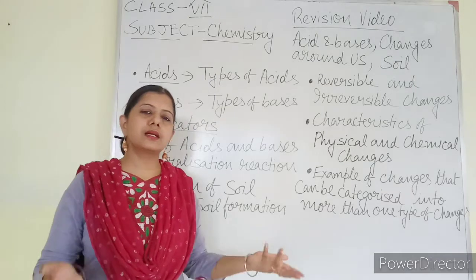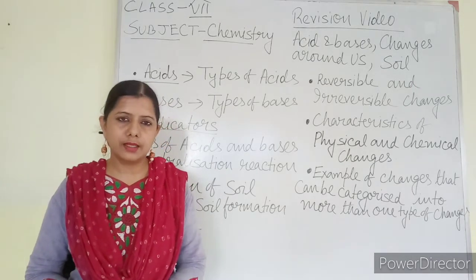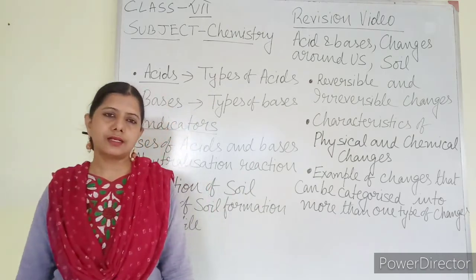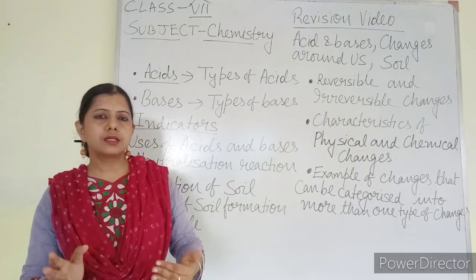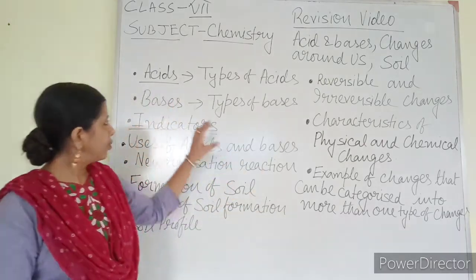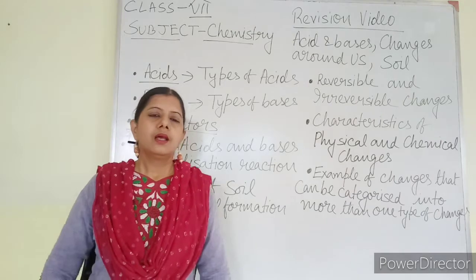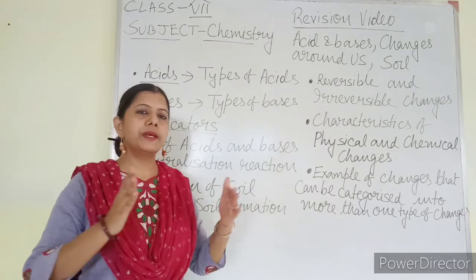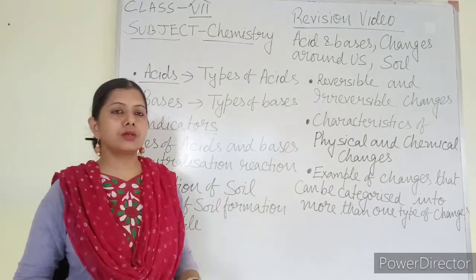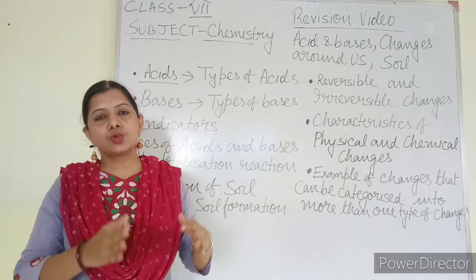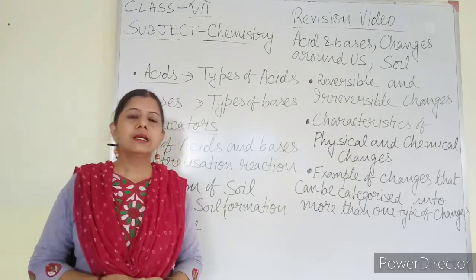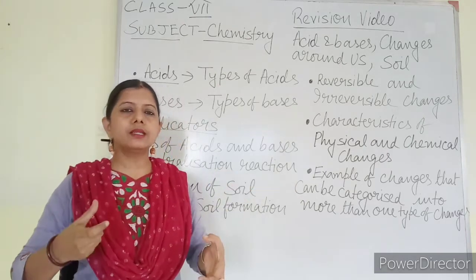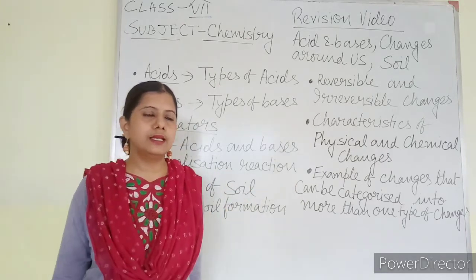Then dilute acid and concentrated acid, that is another way types of acid can be categorized. What are dilute acids, what are concentrated acids, with examples. Same with bases, types of bases. Base and alkali, with definitions. Another, weak base and strong base. In the case of acids also, weak acid and strong acid. This way you have to categorize, and in each category you have to learn the examples also. If you read in this way, it will get inside your mind very easily.